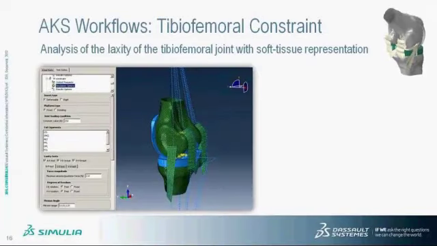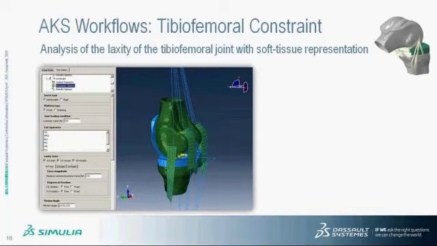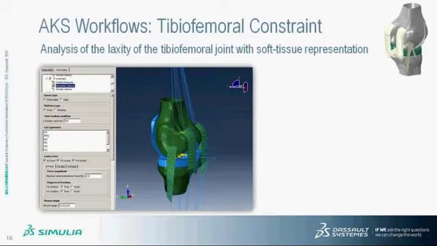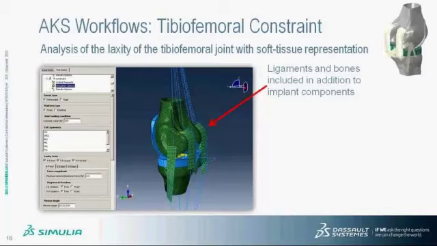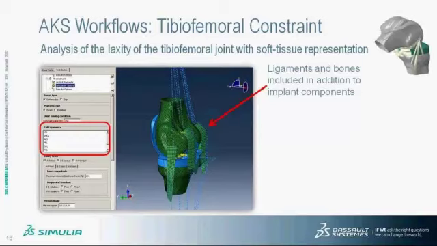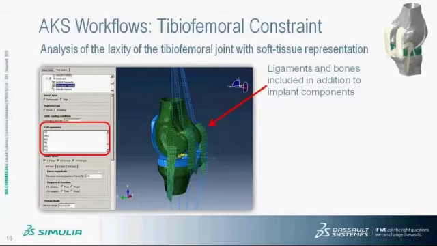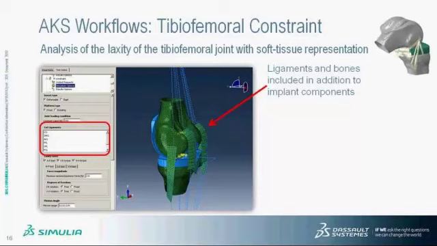The third workflow is the tibial femoral constraint workflow. This is the analysis of laxity, just like the previous workflow. However, in this workflow, the tibial femoral joint with soft tissue representations is included. That includes ligaments and bones around the knee joint. And the user can selectively cut ligaments to represent surgical removal of these soft tissues or clinical weakening of some of these soft tissues.